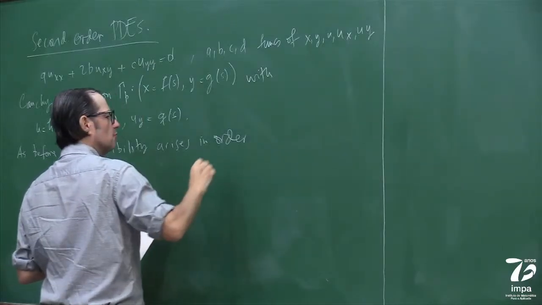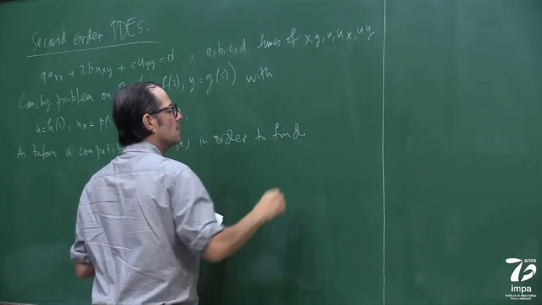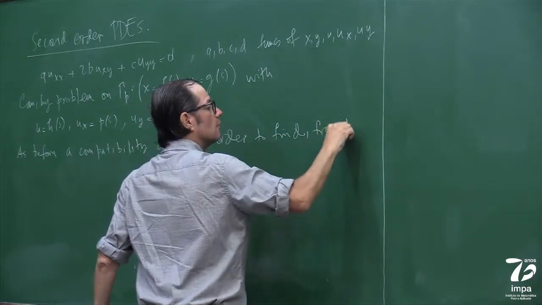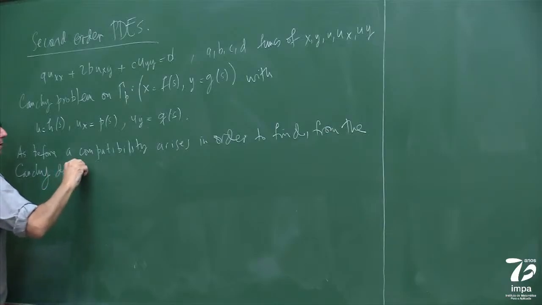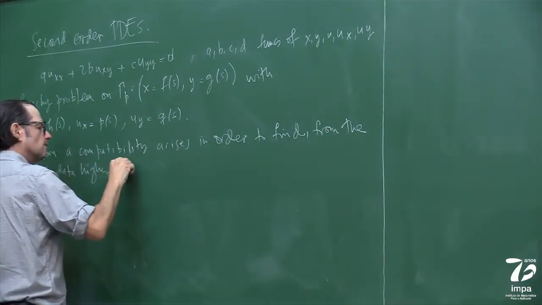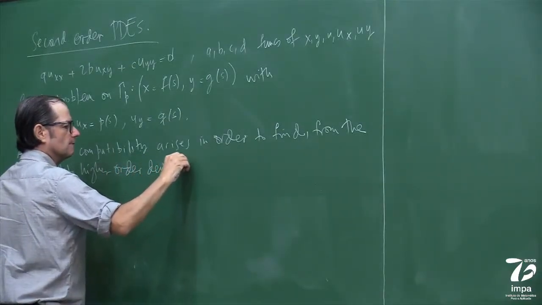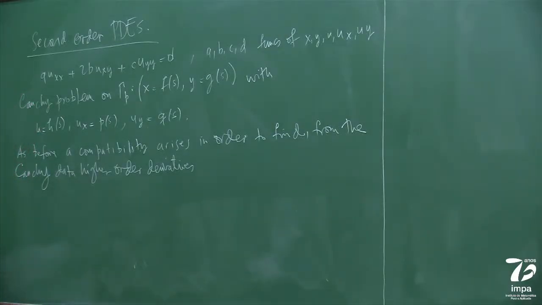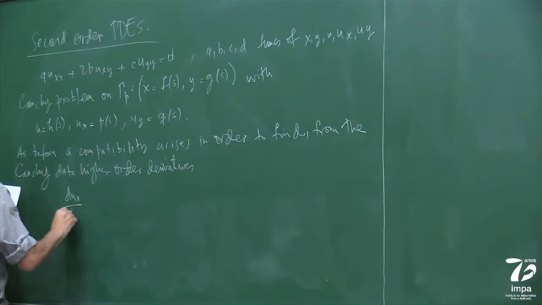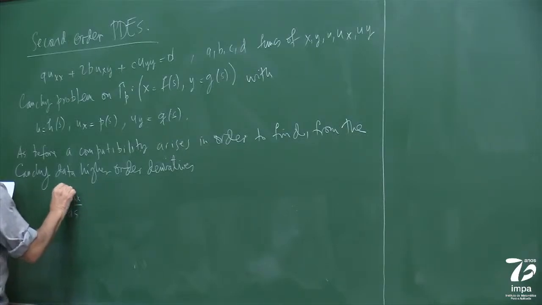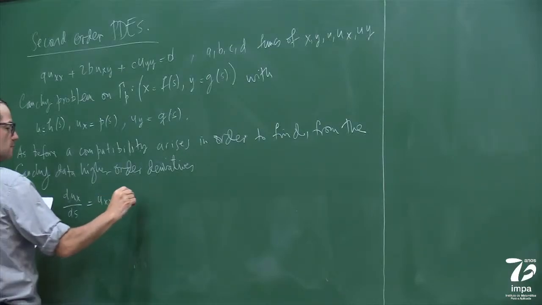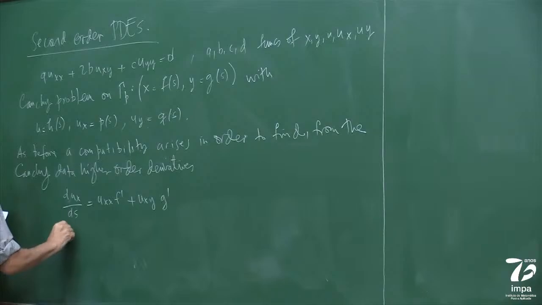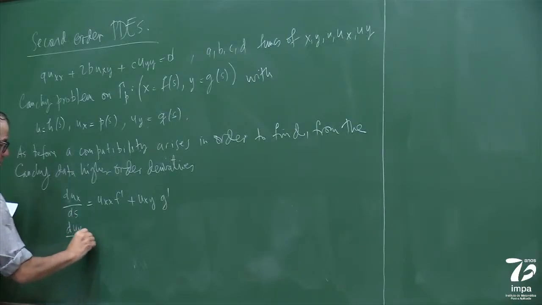In order to find, from the Cauchy data, higher order derivatives, I'll just mention, in the sense of Taylor series expansion, okay? So let's differentiate du, which would be dp ds, right? This is u_xx f prime plus u_xy g prime. We differentiate q with respect to s.